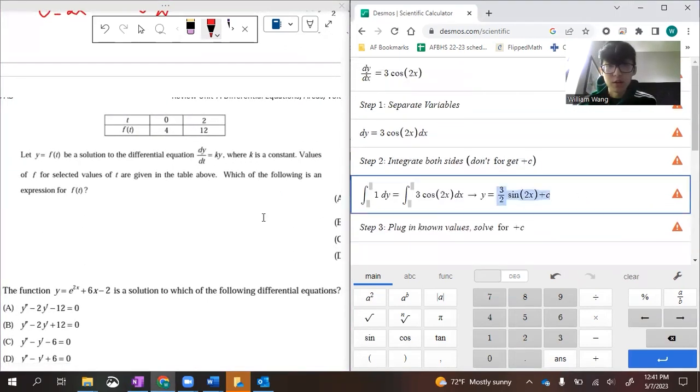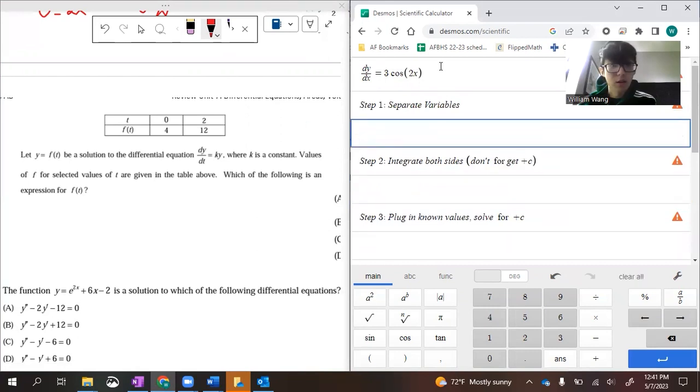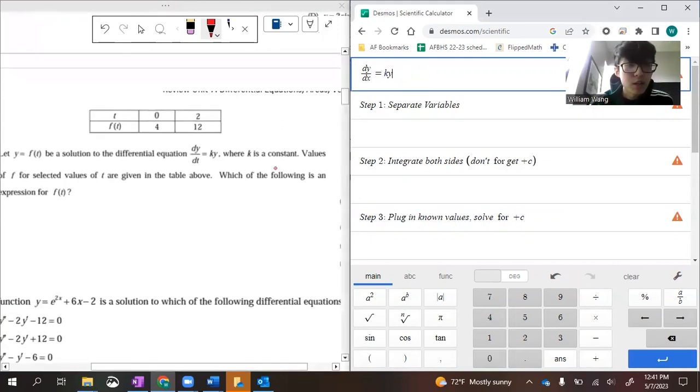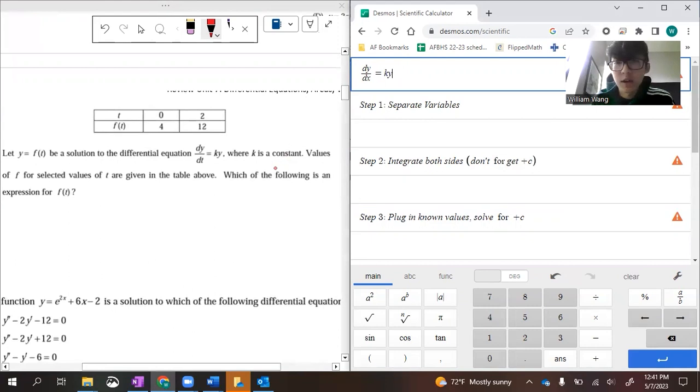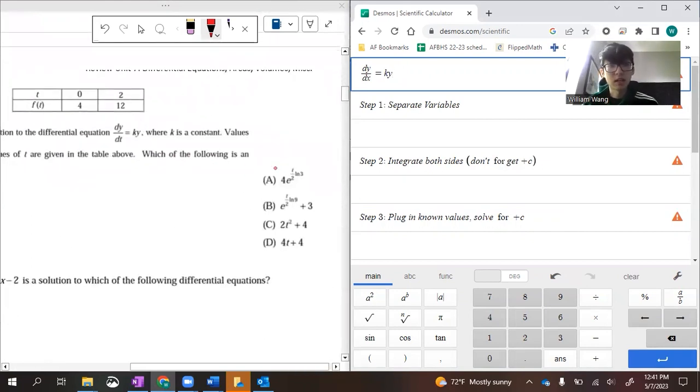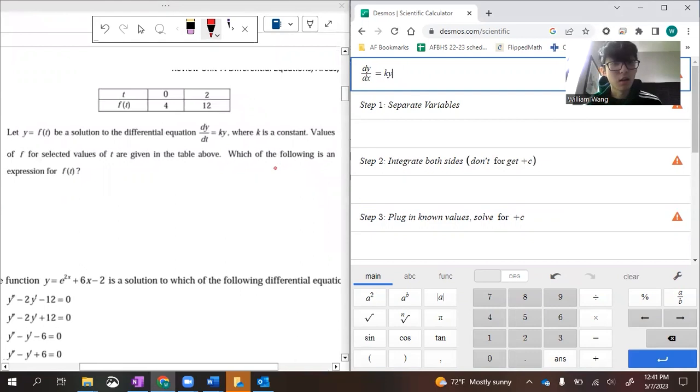Still differential equations. So I'm going to keep this one: dy over dx is equal to ky. Let f of t be the solution to the differential equation, where k is a constant. Okay, so k is just some number. Values of f for the selected values of t are given in the table above. Which of the following is an expression for f of t? All right, so I need to solve for this. Oh, sorry, dy over dt is equal to ky. I was like, where did the t come from?